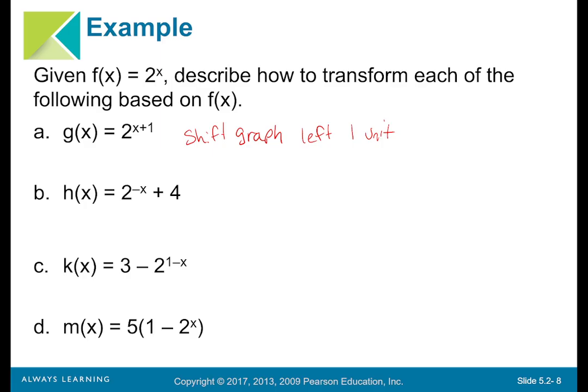Now let's move on to part B. We see we have 2 to the minus x plus 4. So that minus x we've already seen once today. That is a reflection over our y-axis. And it's also a vertical shift of a plus 4. So when we add something that's not in the exponent with the x, it's kind of on the tail end. That's when we know it's a vertical shift.